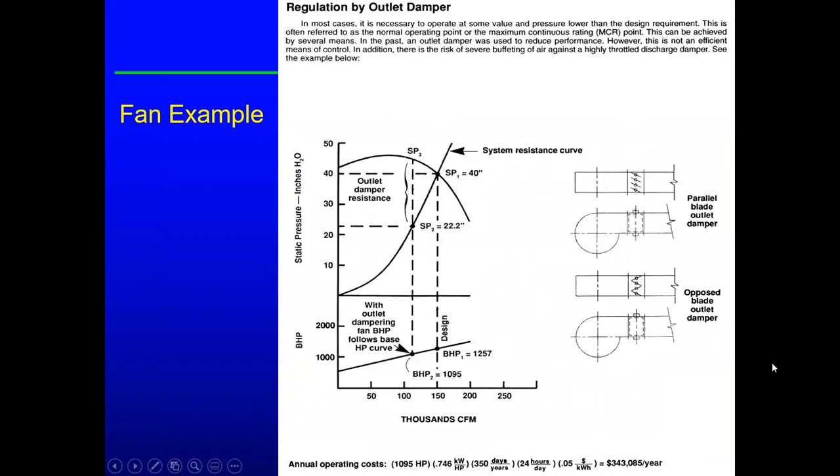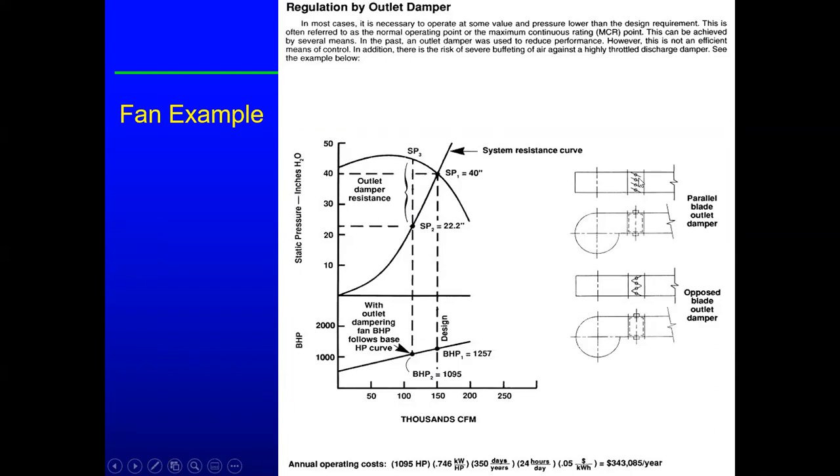Here's a quick example as we go through the 3 different types of control. This was on a pretty big system. This is at design, 150,000 CFM. Brake horsepower at design was 1257. We were throttled back to 110,000 CFM, and the brake horsepower went back a little bit to 1095. And you can see the design static pressure was 40 inch, and it goes up a little bit, looks like 44, 45. And that's the damper resistance there.